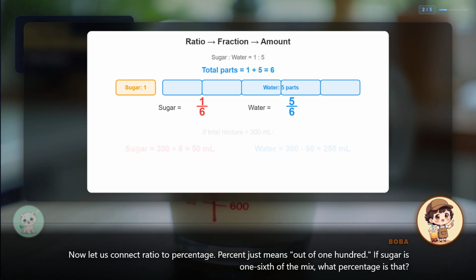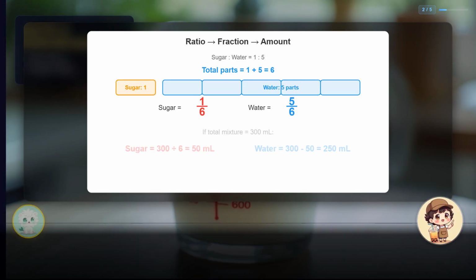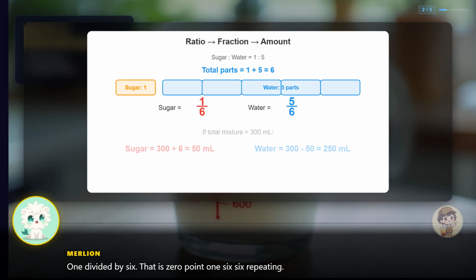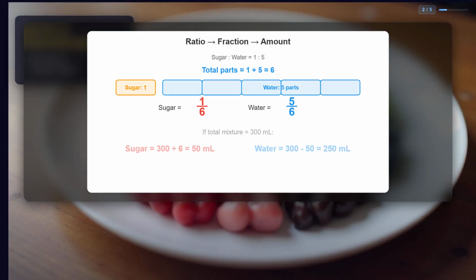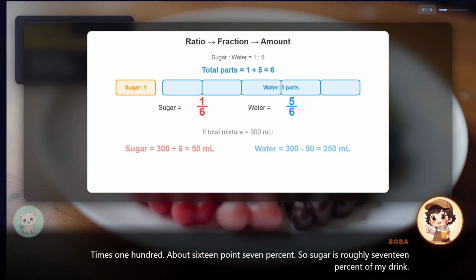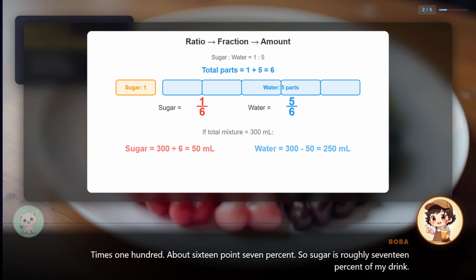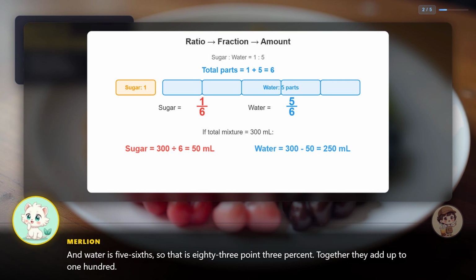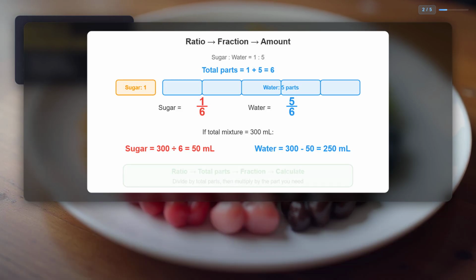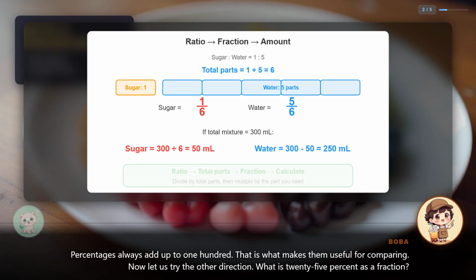If sugar is 1/6 of the mix, what percentage is that? 1 divided by 6. That is 0.166 repeating. Times 100, about 16.7%. So sugar is roughly 17% of my drink. And water is 5/6. So that is 83.3%. Together they add up to 100. Percentages always add up to 100. That is what makes them useful for comparing.